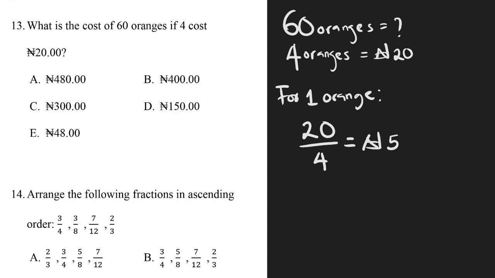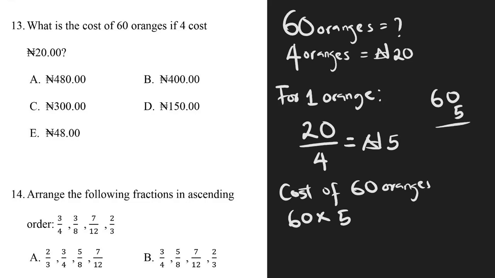So the cost of 60 oranges will be 60 times 5, since each of them costs 5 naira. So let's multiply it up here. 60 times 5: 5 times 0 is 0, and 5 times 6 is 30. Can you see? So 60 oranges will cost 300 naira. Let's check the options. The answer is C, right?